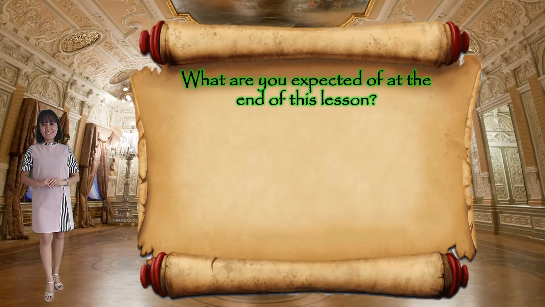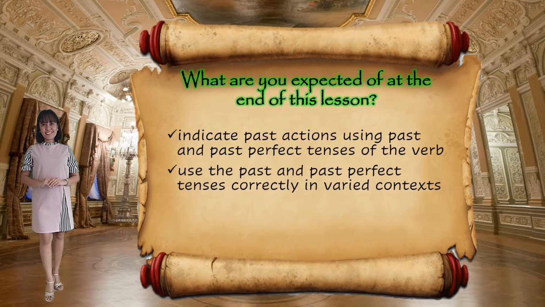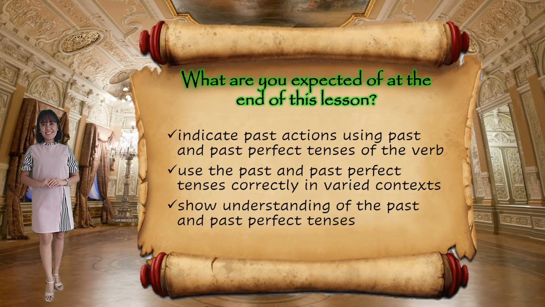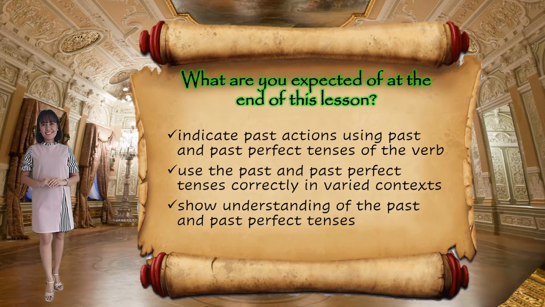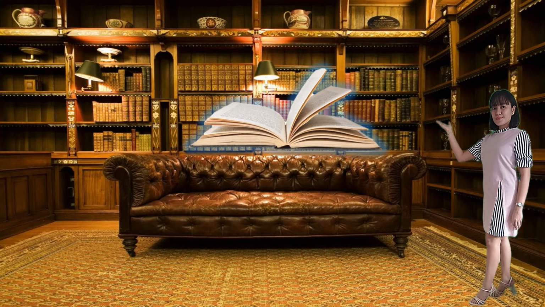What are you expected to do at the end of this lesson? First, indicate past actions using past and past perfect tenses of the verb. Second, use the past and past perfect tenses correctly in varied contexts. And third, show understanding of the past and past perfect tenses. Now that we are already guided on what we are about to do, let's start the discussion.